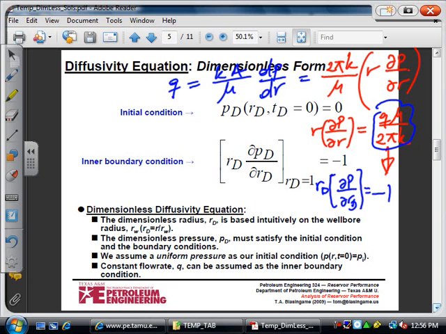Okay, so we use Darcy's law. We set a constant flow rate at the wellbore, and this became our inner boundary condition. And there is also another thing missing here. We are missing the outer boundary condition.